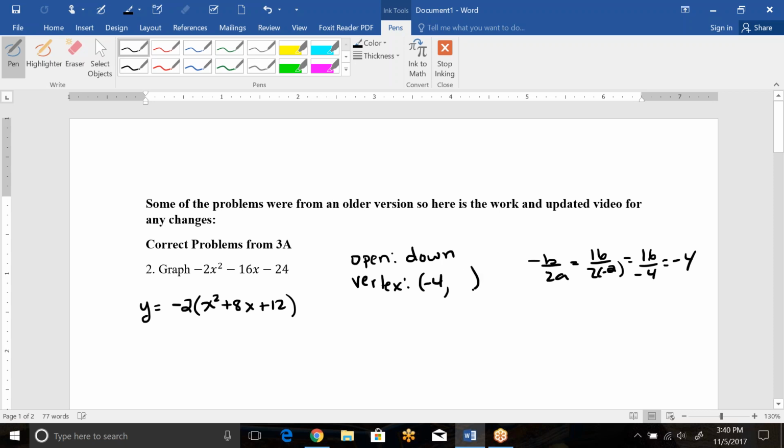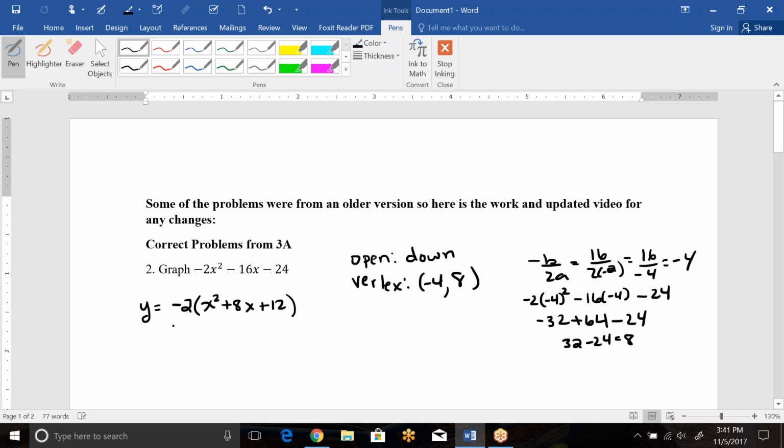And then we have to find the y value of that, so plug that into the equation. So that is 16 times negative 2 would be negative 32. This is positive 64 minus 24, so that's going to be 32 minus 24, so I'm getting 8 for that.